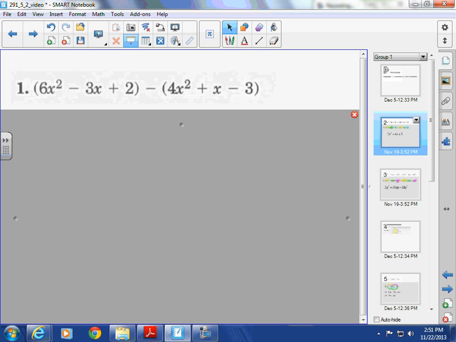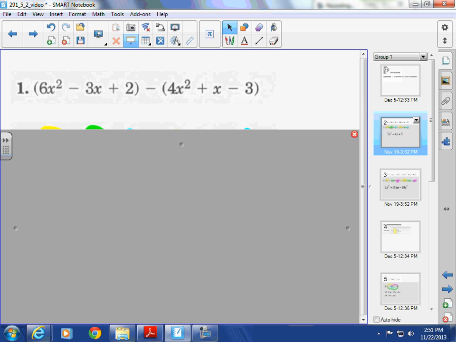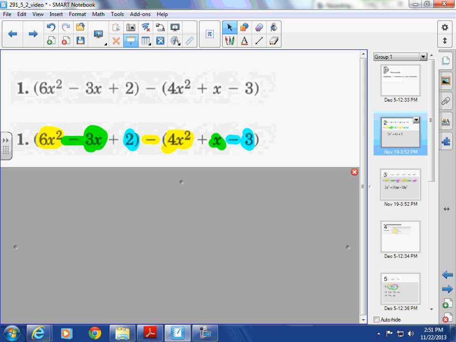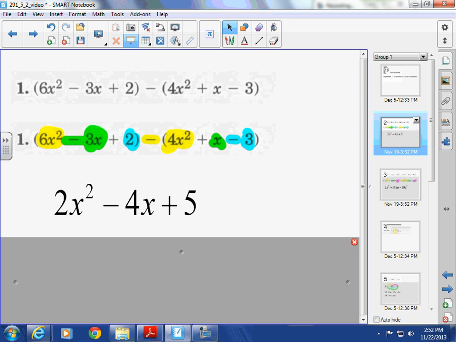Okay, so the first example that we have here is subtraction. What we want to do is take a look at our like terms. We have a squared term, a linear term, and a constant in both of our polynomials. I've highlighted the squared in yellow, the linear in green, and the constant in blue. We will subtract those terms that are alike, and we end up with 2x squared minus 4x plus 5.